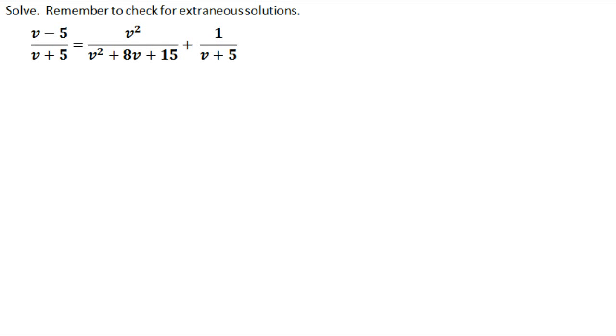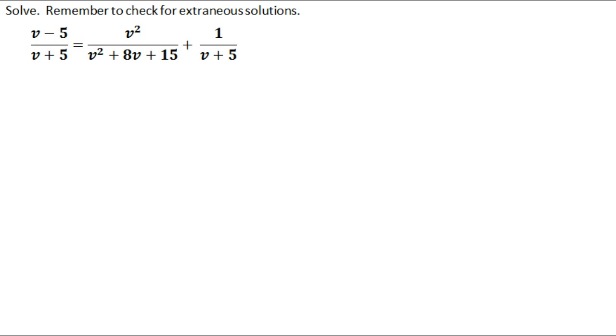We're asked to solve this one. We're trying to find out what the value of v is. This is a rational equation, and we've got a lot of v's all over the place. This one's fairly complicated, so I wanted to go through it and see if we can hopefully clarify the process and how to do it.